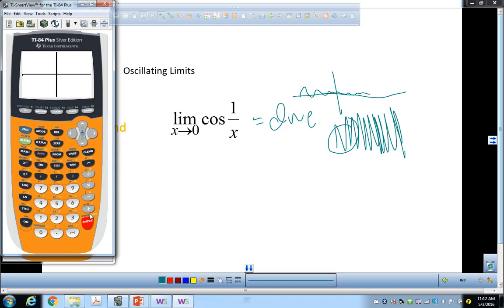If you think about why that's happening, cosine of a number can be either positive or negative, depending on how far around the unit circle I'm going. Like cosine of negative 2 pi is going to be positive 1, cosine of pi is negative 1. As I get closer and closer to 0, that number just jumps all over the place. So that's called an oscillating limit, and that limit does not exist in that case either.